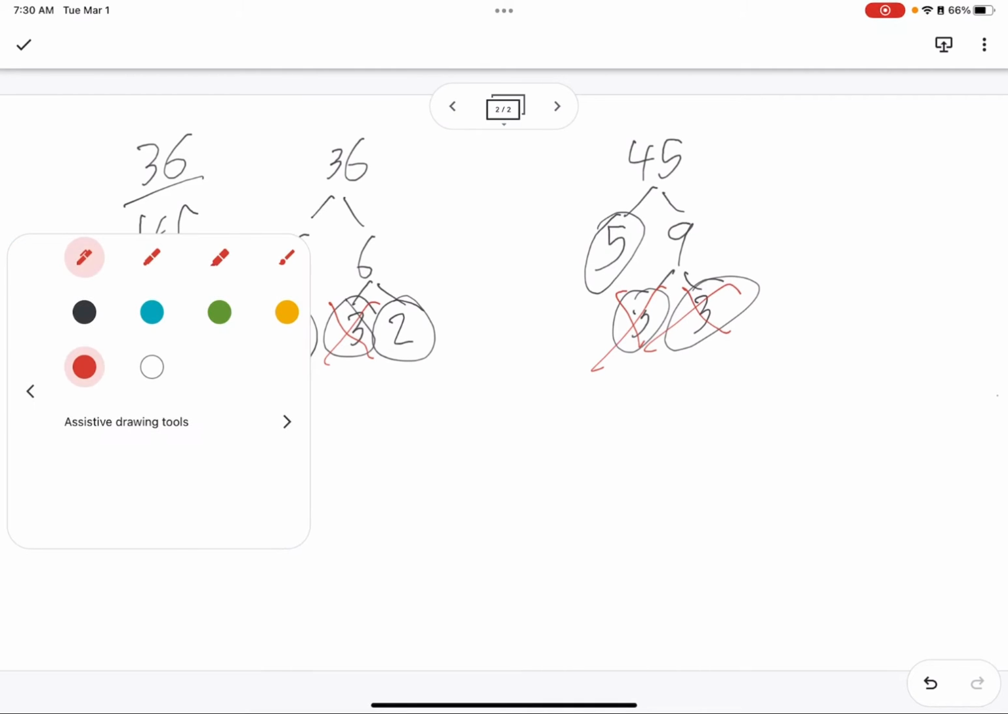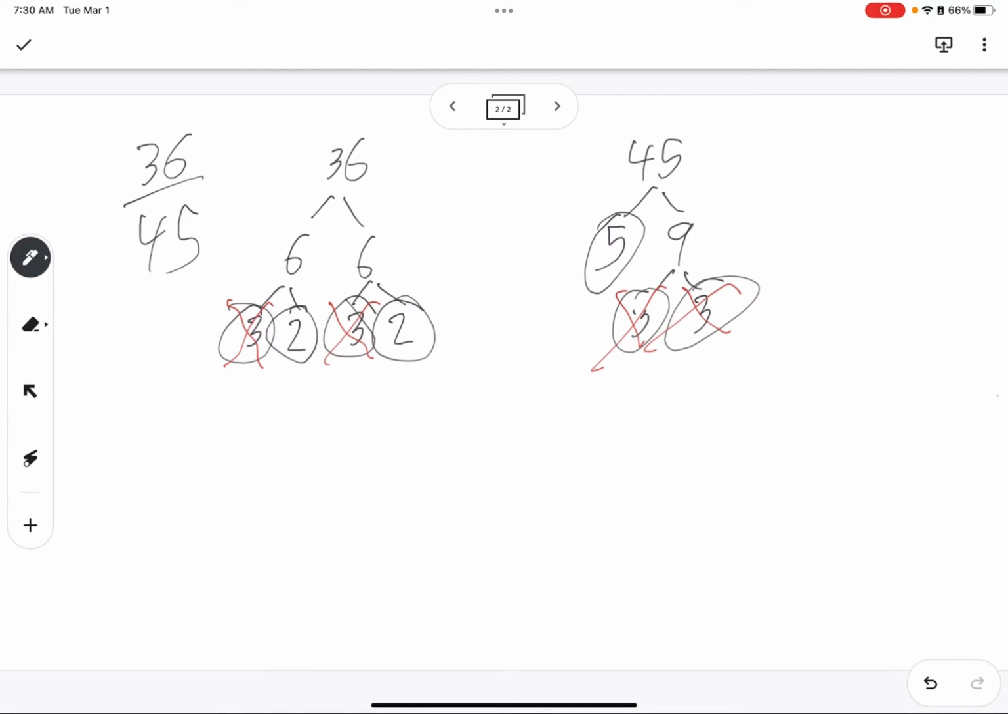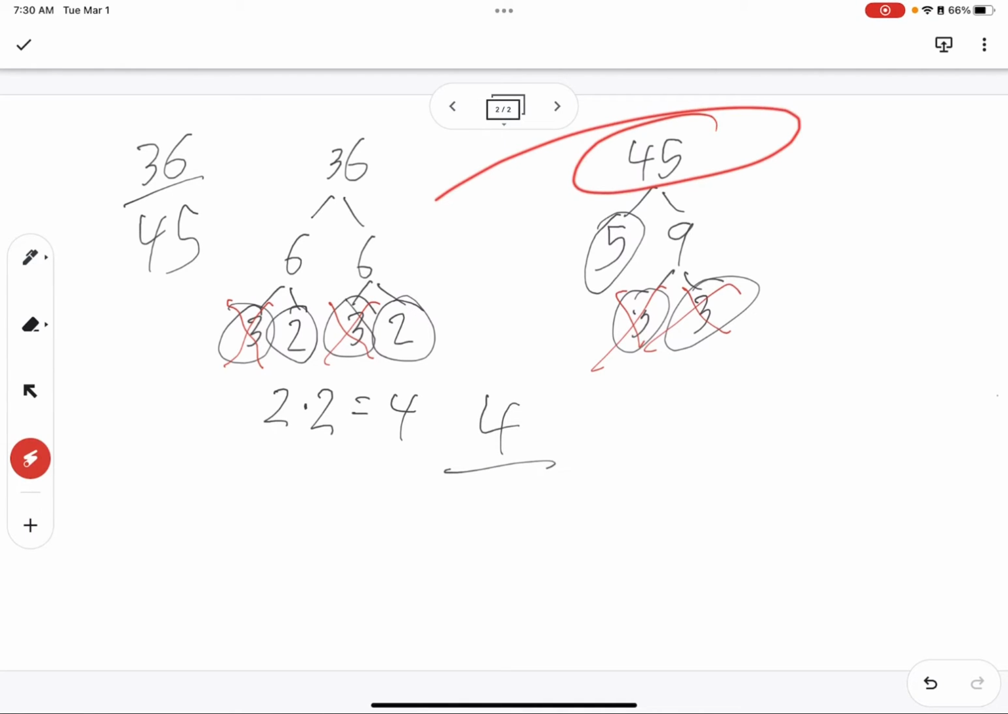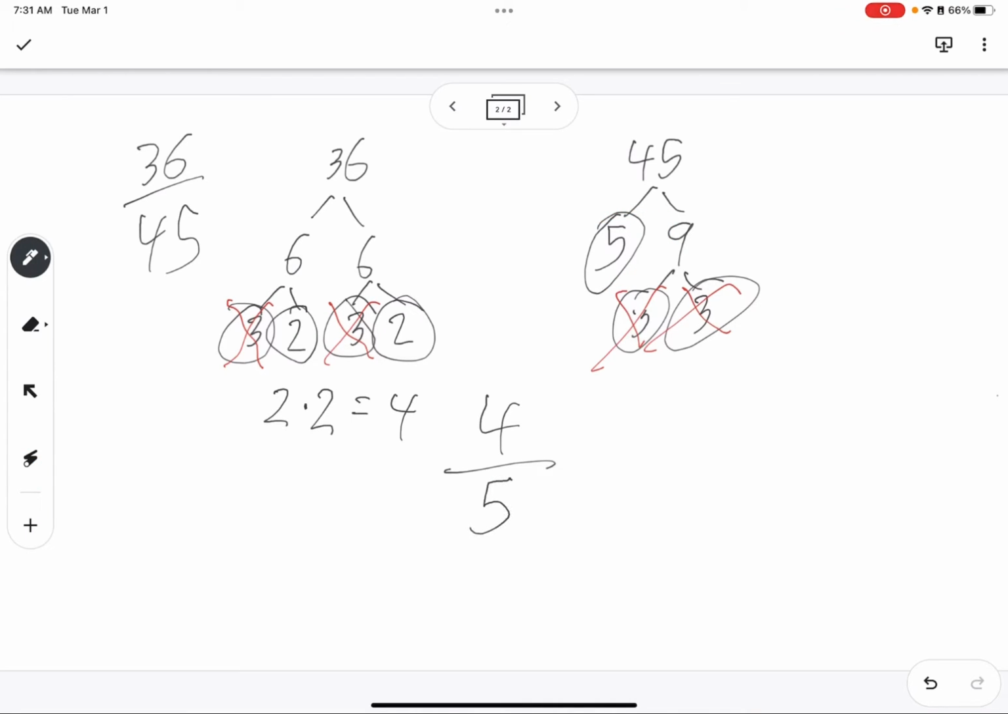So maybe what would be helpful, because I know this is where a lot of people get confused, I know that the only 2 numbers left under my numerator are 2 and 2. So I'm going to take 2 times 2, and that equals 4. So my 36, my numerator becomes a 4. So I'm going to write that here, 4 over. Now I want to look at what does my 45 become. Well, these 2 3's are crossed out, and the only thing that's left is a 5. So my denominator, the 45, becomes 5. So my answer now is 4/5.